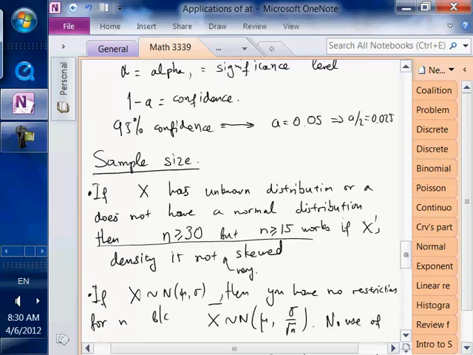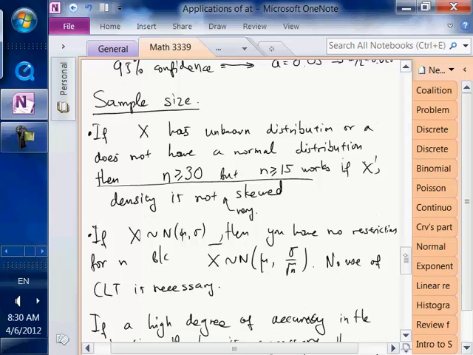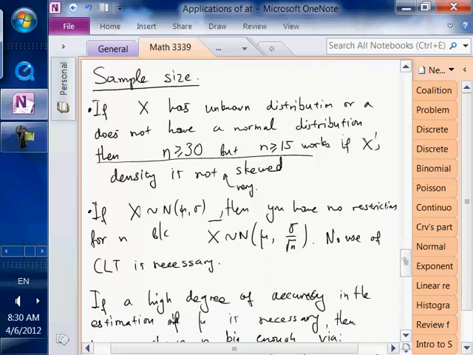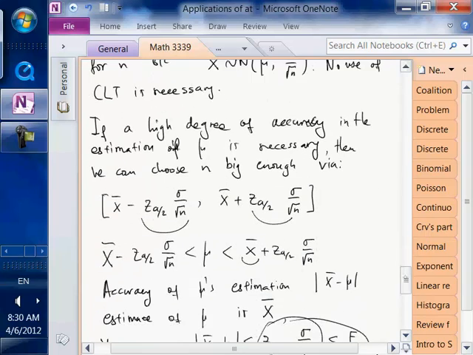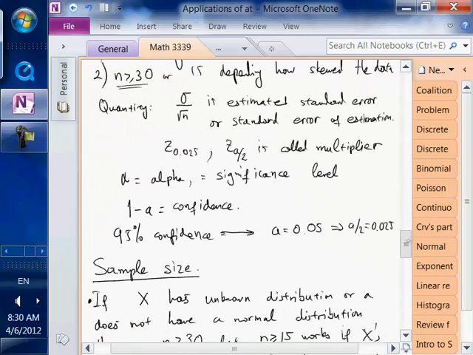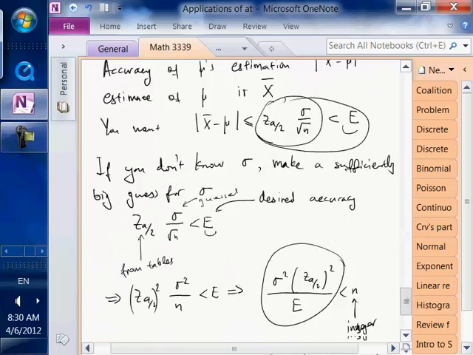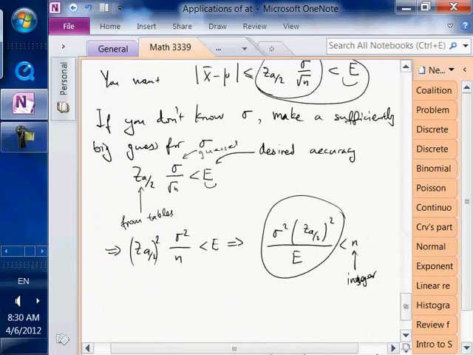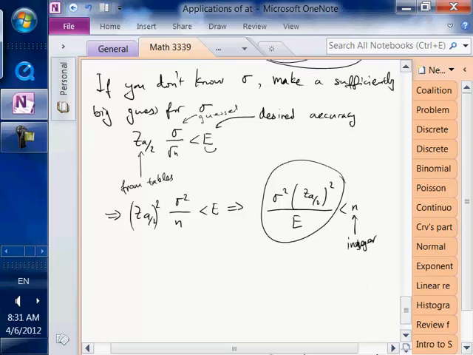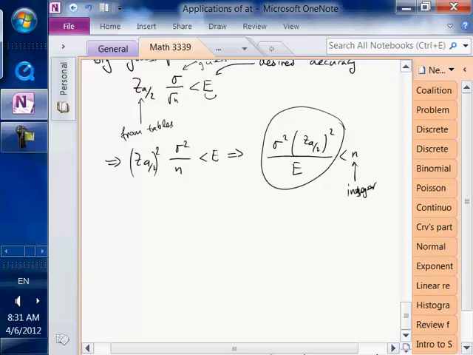then of course you need to be able to assume that X has a normal distribution. And we'll come back to this later, because when X has a normal distribution, X bar has a normal distribution, and therefore we have no restrictions for the sample size. We don't have that restriction of greater than or equal to 30. But then the only restriction comes from the accuracy. So let's summarize this discussion here. Sample size determination.